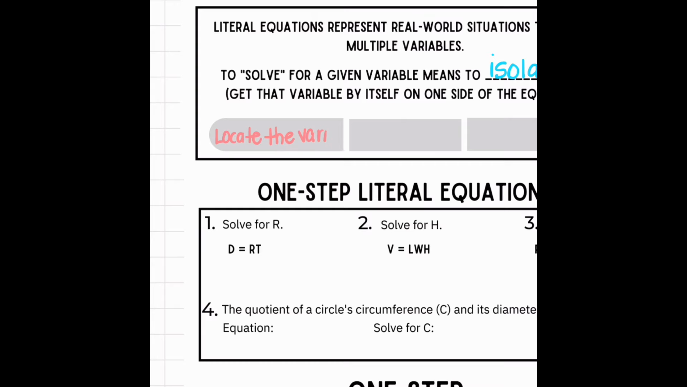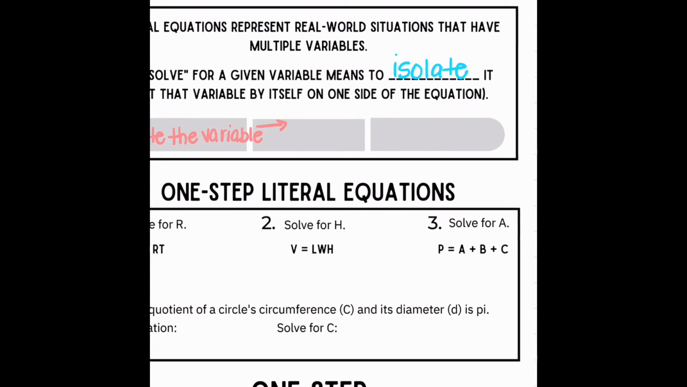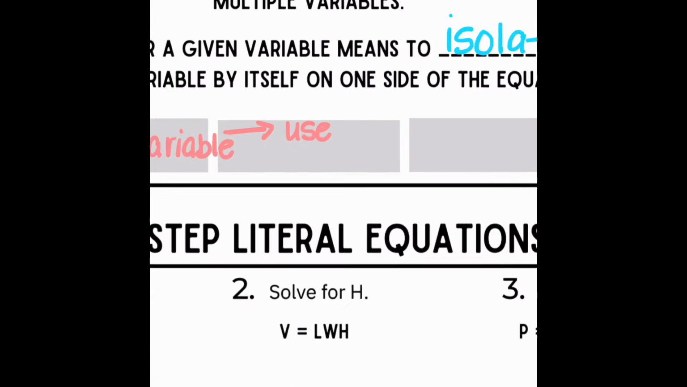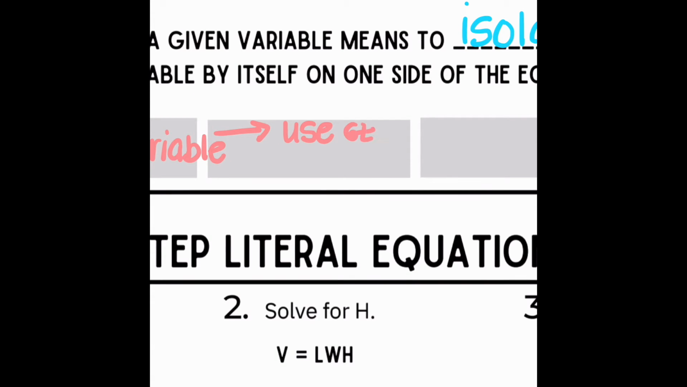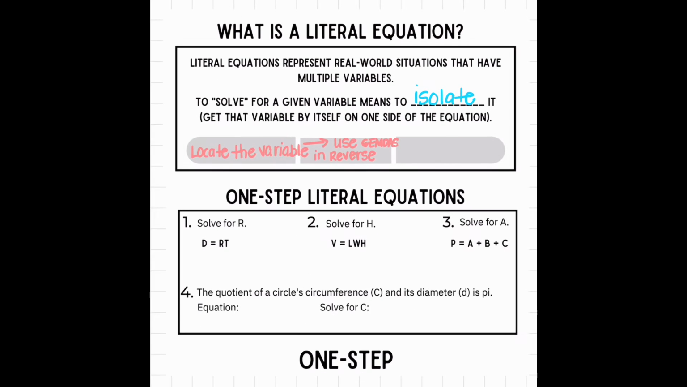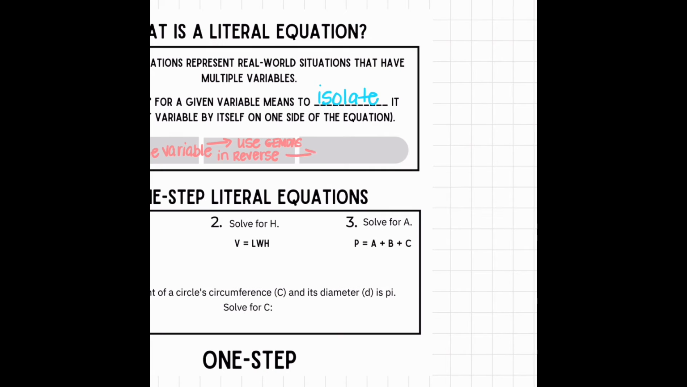After you locate the variable, you're going to use your order of operations, but in reverse. You're going to use GIMDOS, which is what we've talked about, in reverse. Then the next thing you're going to do is isolate that variable. You're going to move the stuff around so that that variable is by itself.